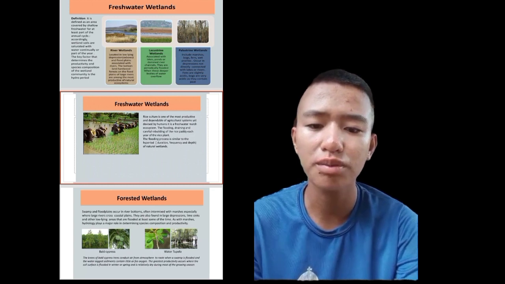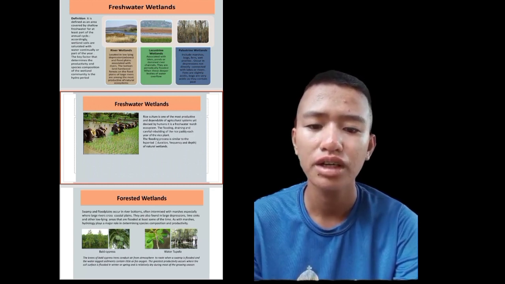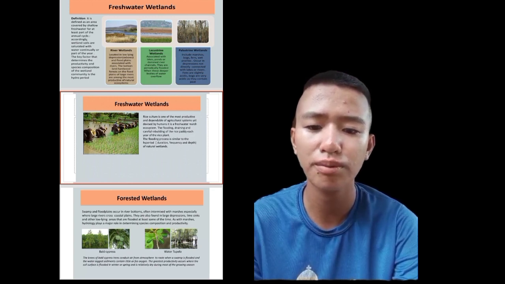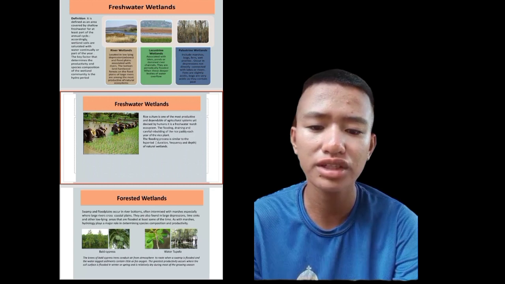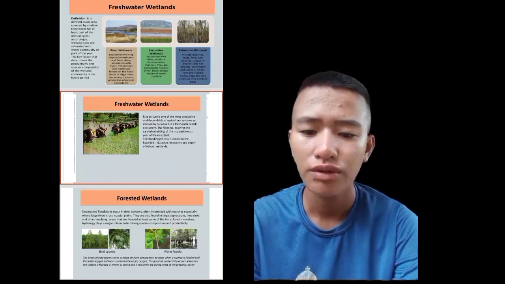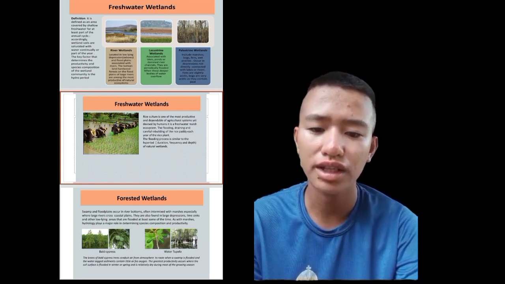The third one is palustrine wetlands. These include marshes, bogs, fens, and wet prairies, and occur in depressions not directly connected with lakes or rivers. Fens are slightly acidic, bogs are very acidic as they contain peat. Freshwater wetlands.